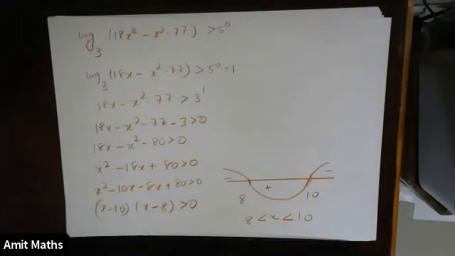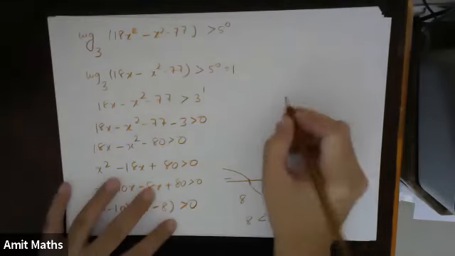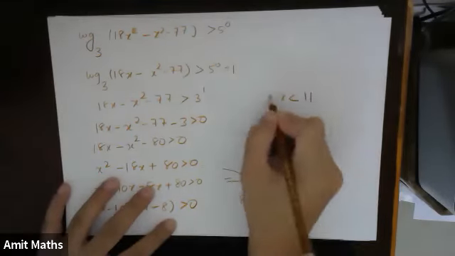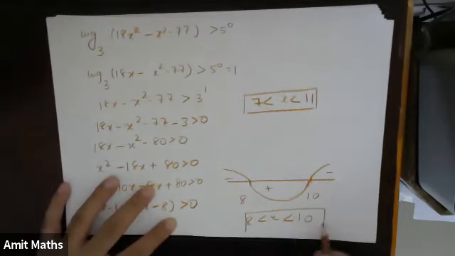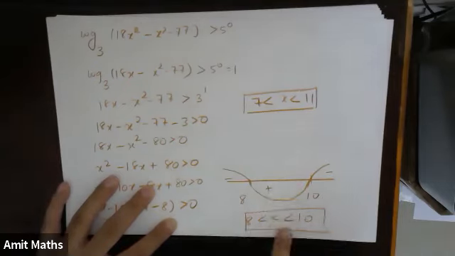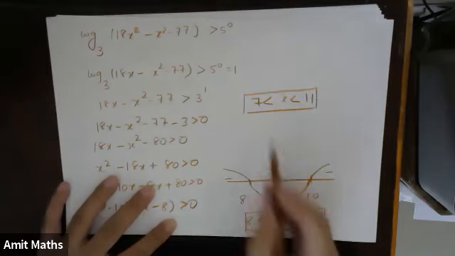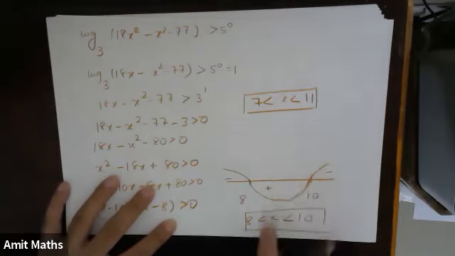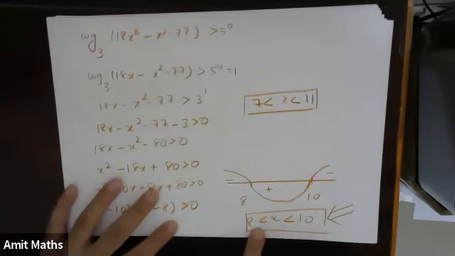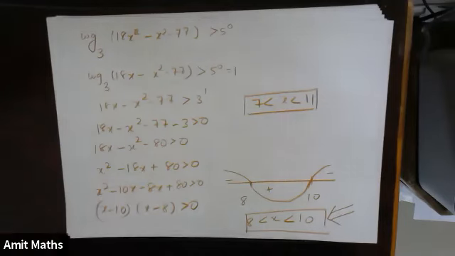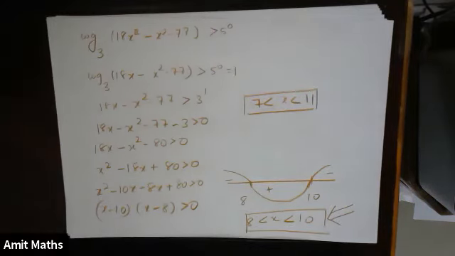And from the previous part, what did we get? The previous part we got that x is less than 11 and greater than 7. And from this part we got that x is greater than 8 and less than 10. So we have to take the intersection of these two. The intersection of these two will be this set only. So the domain of the function becomes x is greater than 8 and less than 10. Just check this once, then we move on to the next question.